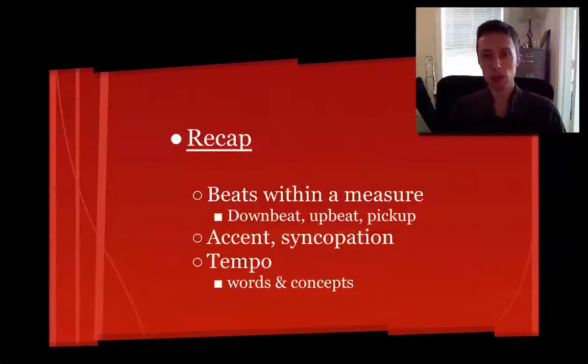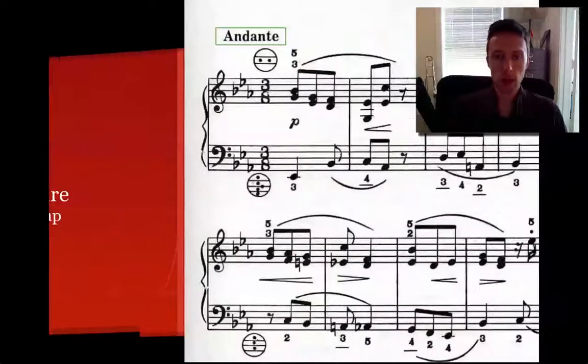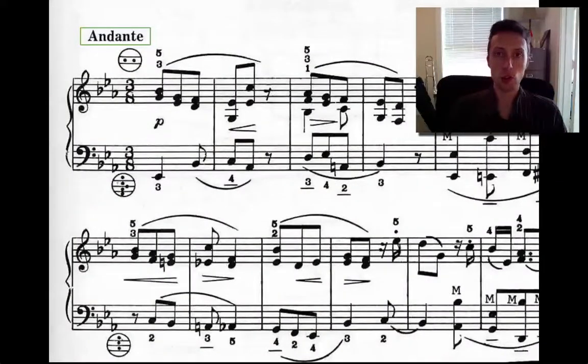So to recap what we talked about today, we talked about the different beats in a measure, the downbeat, the upbeat, and then the pickup, which is a sort of upbeat. And we talked about accents and how they're used in syncopation. Then we talked about tempo, which is the speed of the beat, and the words that go along with that. So that is it for this portion of rhythm.